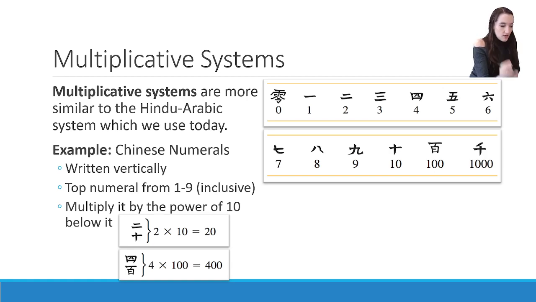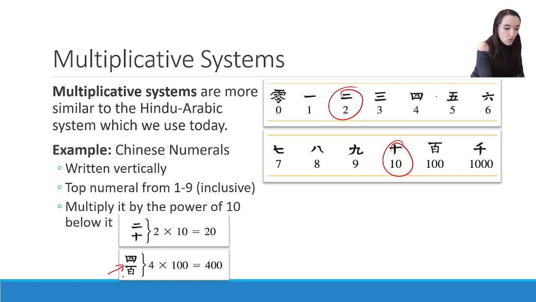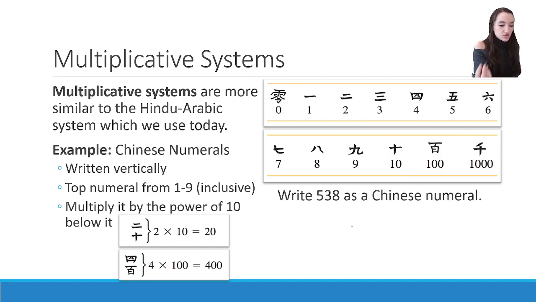Essentially, here I have a 2 over a 10. So that means it's 2 times 10. Here I have a 4 over a 100. So it's 4 times 100. So if we want to write 538 as a Chinese numeral, we would break it down into, again, its powers of 10.